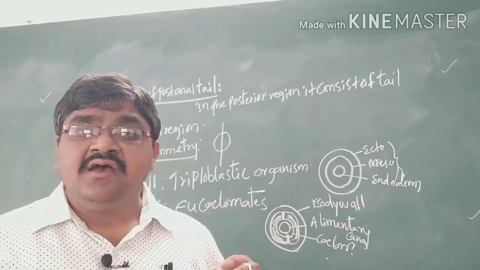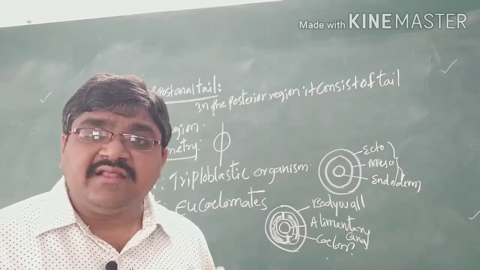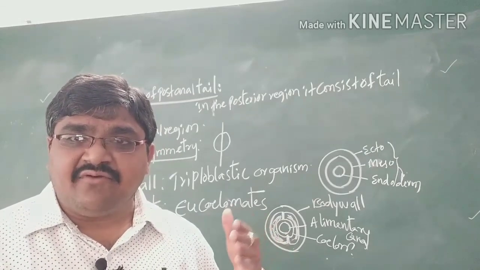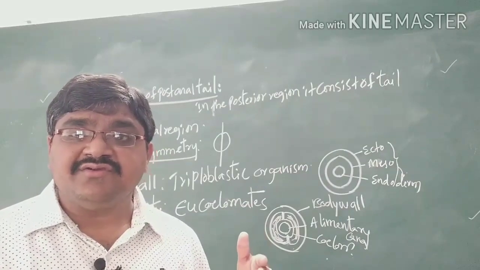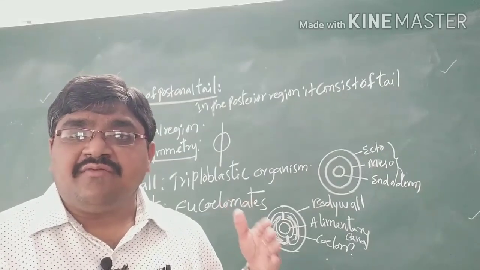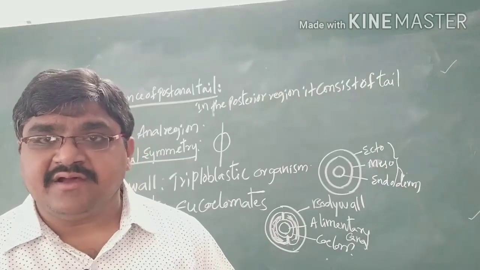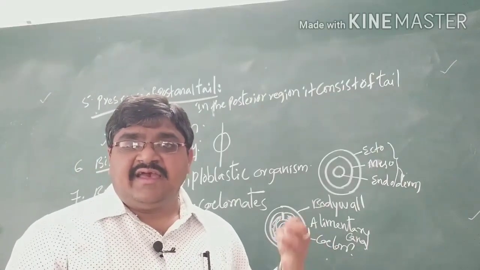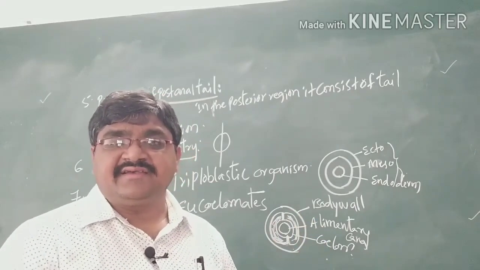And for the classification, chordates are classified into 3 types. The phylum Chordata is differentiated into subphylum Urochordata, subphylum Cephalochordata, and subphylum Vertebrata. What are those? That will be discussed in the next class.